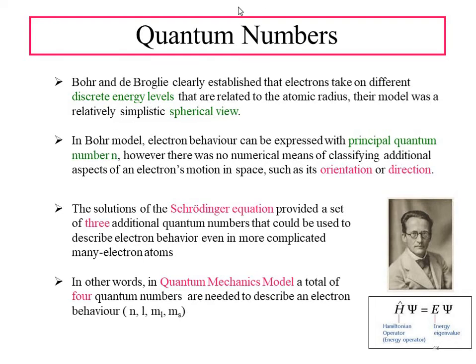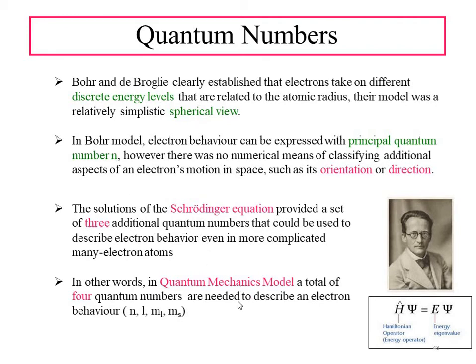These are our four quantum numbers. Just understand that one. It is beyond the scope, so you can just hear this, and sometimes if it is asked, you can write it for the exam also. But just hear what the quantum numbers are. Bohr and de Broglie clearly established that electrons take on different discrete energy levels, as we have seen. So they are related to the atomic radius.